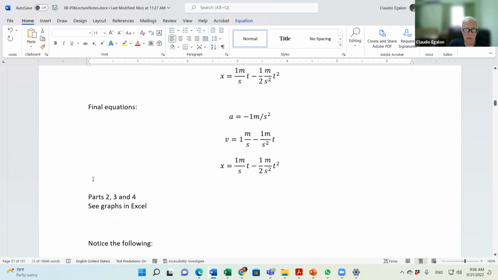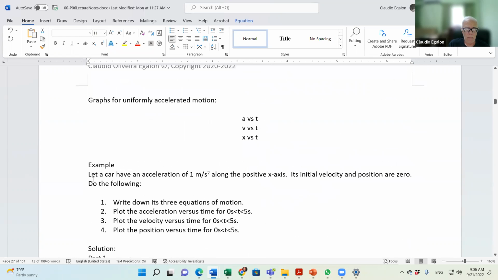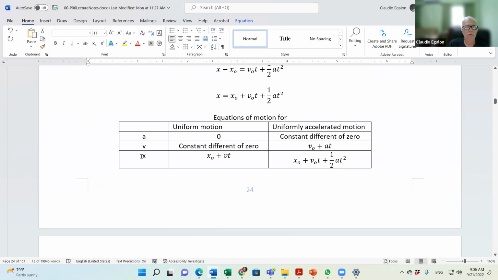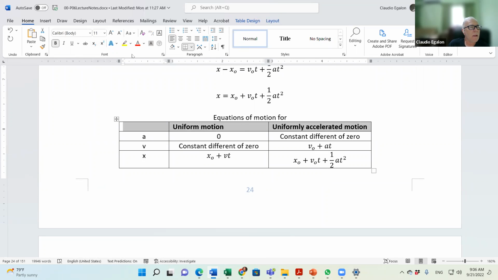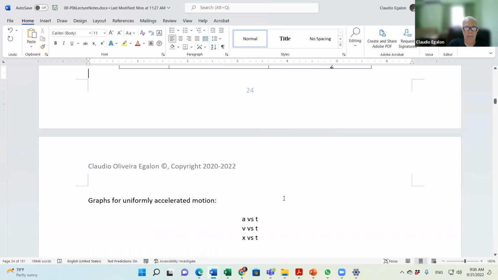Let's see if I have it here. Comparing those two types of motion. Here you go, uniform motion and accelerated motion. Okay, here is linear, here is linear, right? But when you go for the positions, the equation is going to be linear in time. But when we have accelerated motion, it's not linear in time, it's quadratic in time.